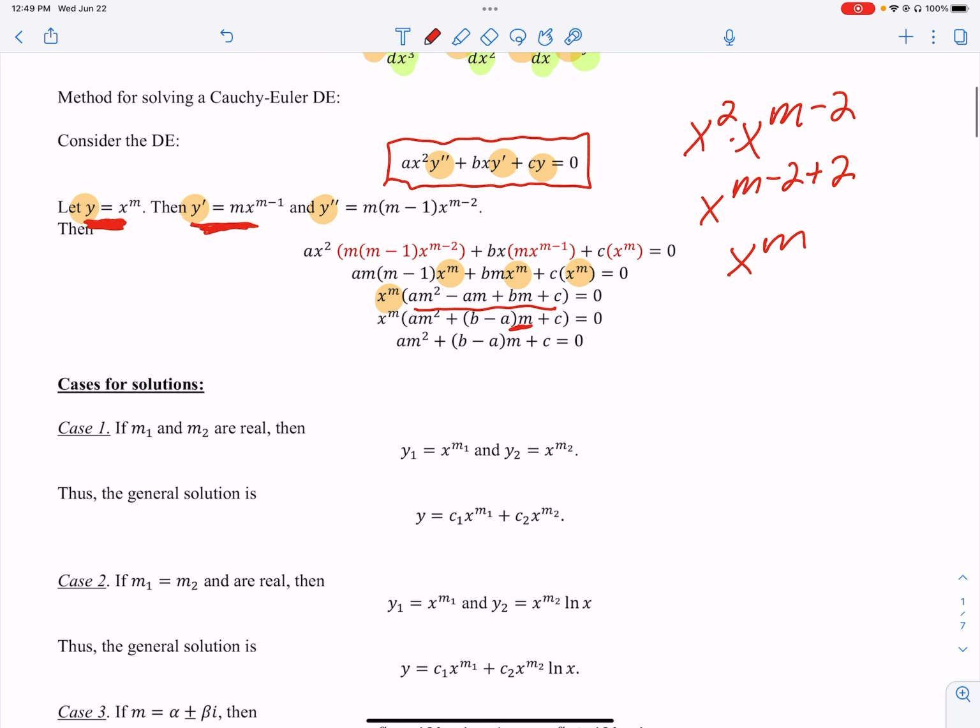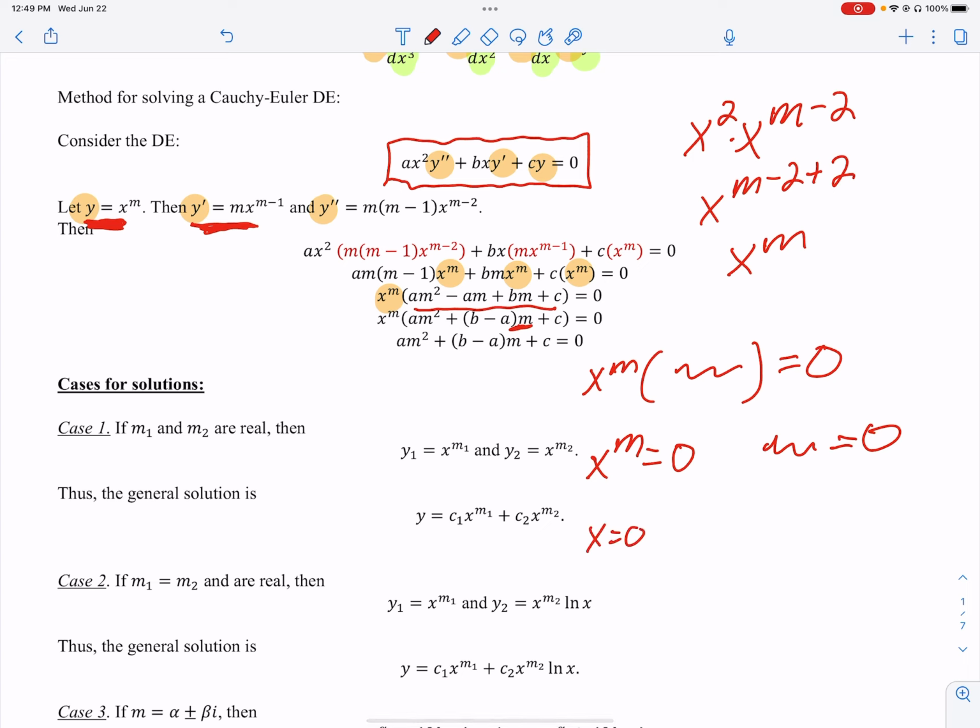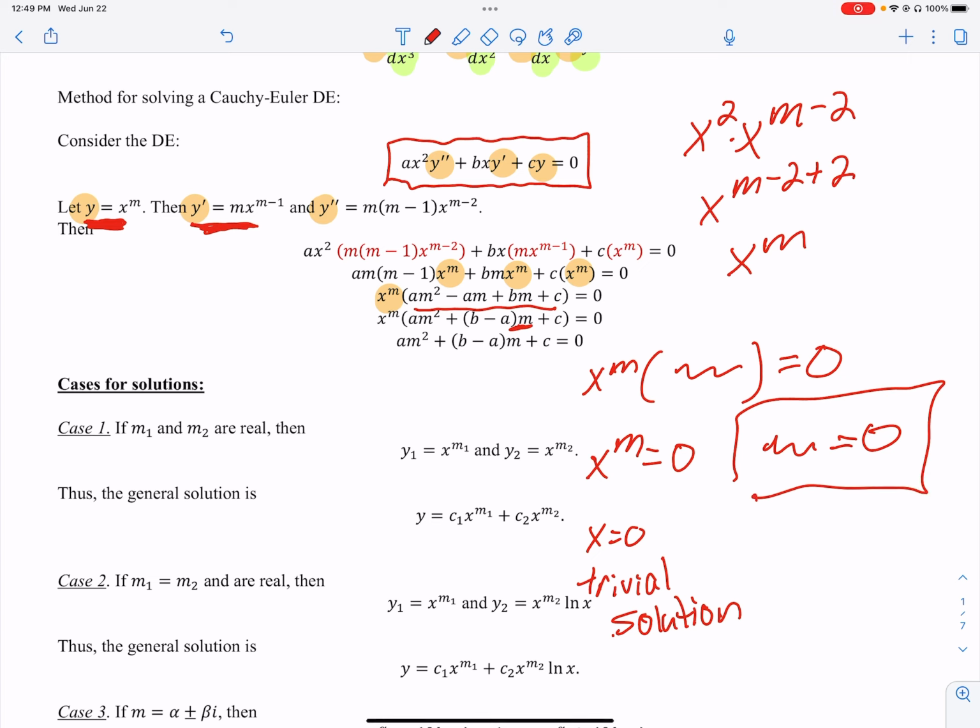At this point, when I have x to the m times something else equals 0, we would set x to the m equal to 0, and set that something else equal to 0. Well, x to the m only equals 0 if x is 0, that's the only time we can get 0 from that. So this is a trivial solution, x equals 0. I'm not going to worry about that every time. I'm going to focus on this part. This is going to be some kind of polynomial, and we're going to solve that polynomial.